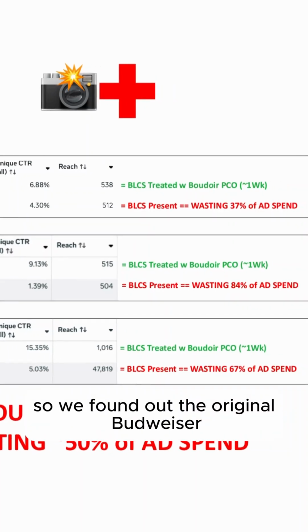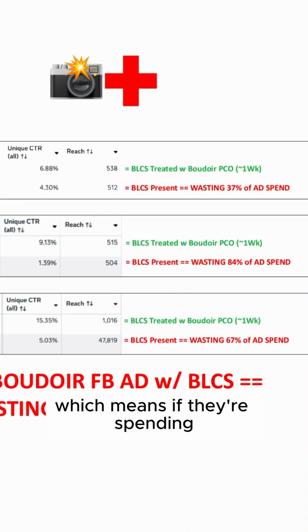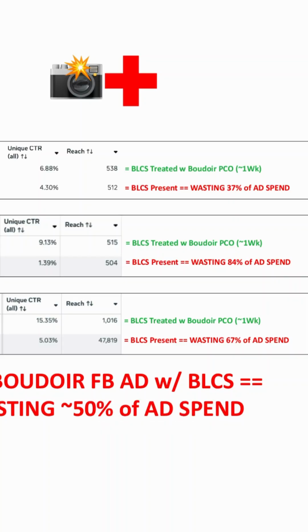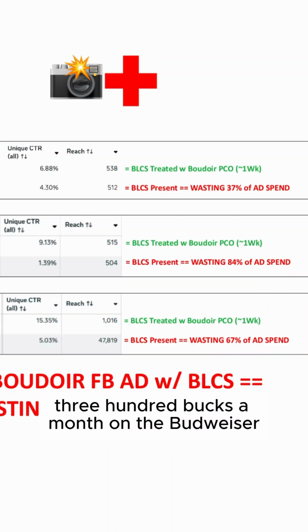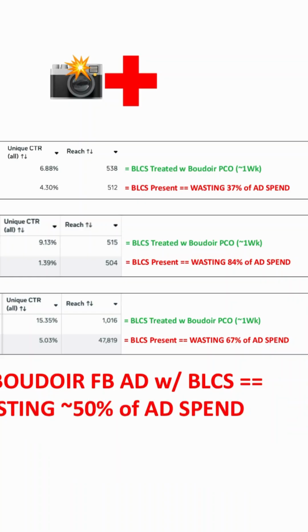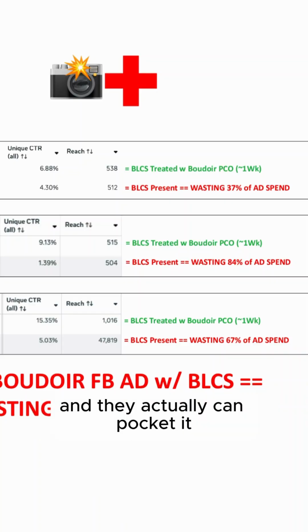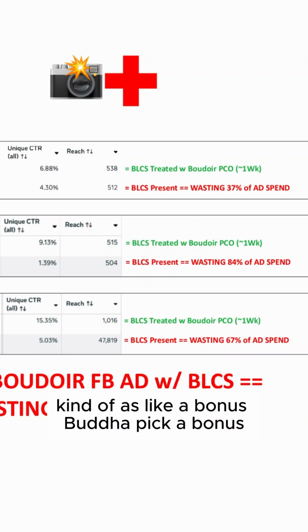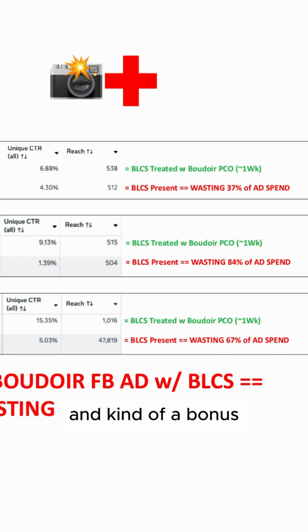So we found out the original Boudoir Facebook ad was wasting 37% of ad spend, which means if they're spending 10 grand a month on the original Boudoir Facebook ad, now they only need to spend $6,300 a month on the Boudoir Pico treated ad to get their ad into the same number of women's brains. So they no longer have to spend that money, and they actually can pocket it kind of like a bonus, Boudoir Pico bonus. They just don't spend it because it would have all been wasted anyways. And kind of a bonus, $3,700 a month bonus.